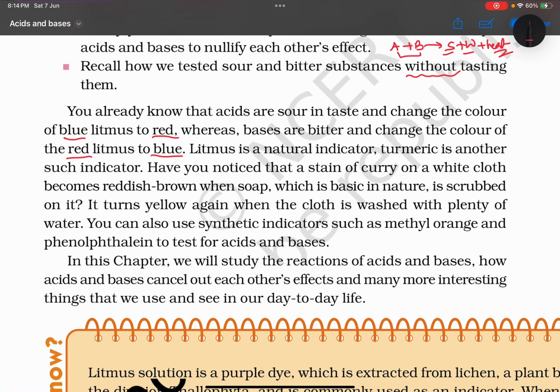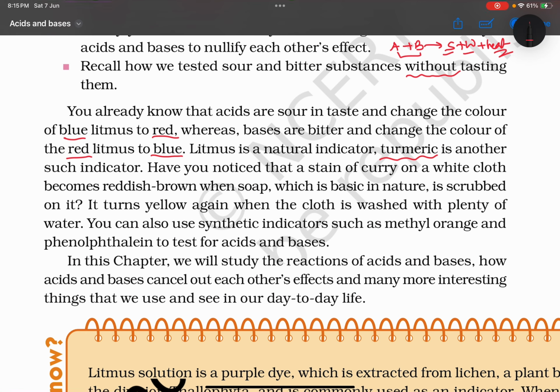Litmus is a natural indicator. Turmeric is another such indicator. Have you noticed that a stain of curry on a white cloth becomes reddish brown when soap, which is basic in nature, is scrubbed on it? It turns yellow again when the cloth is washed with plenty of water.